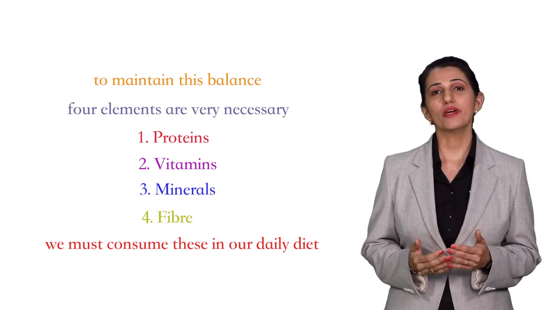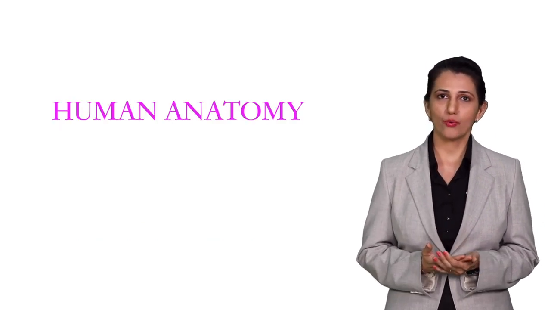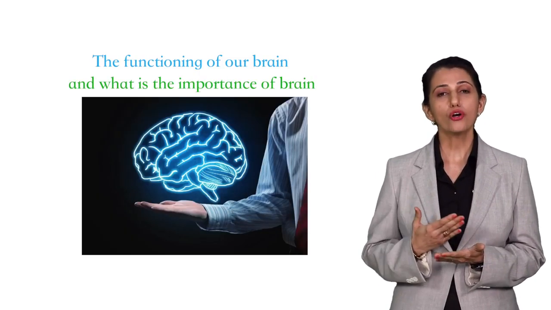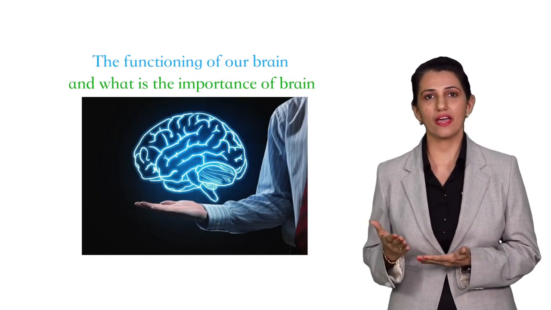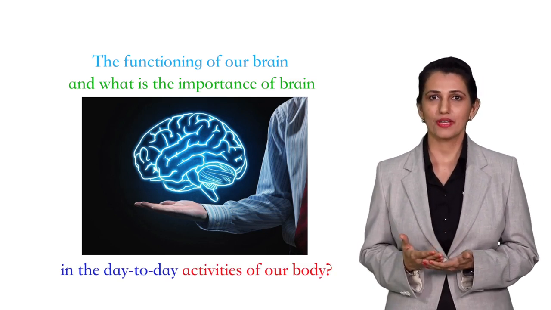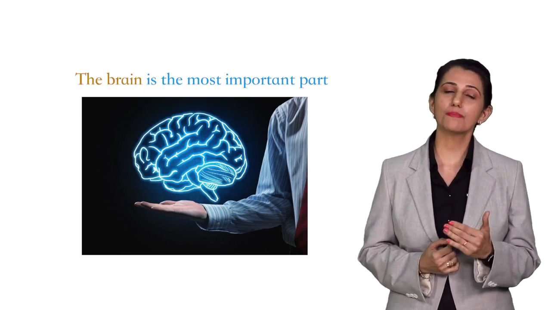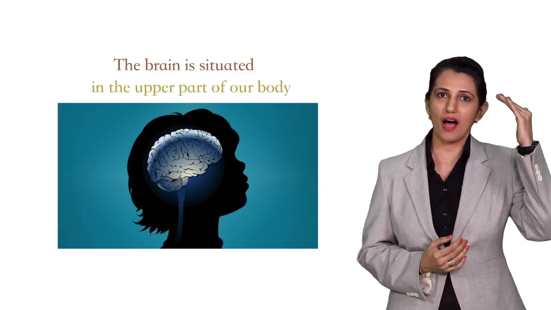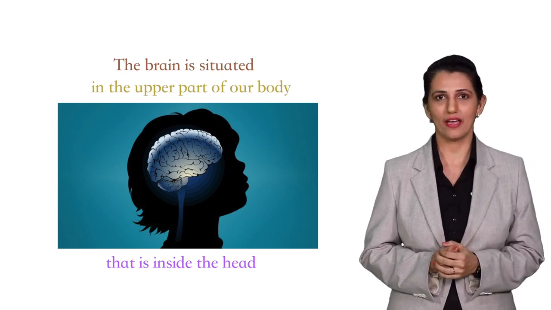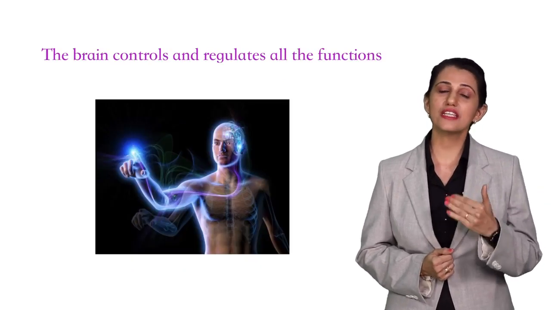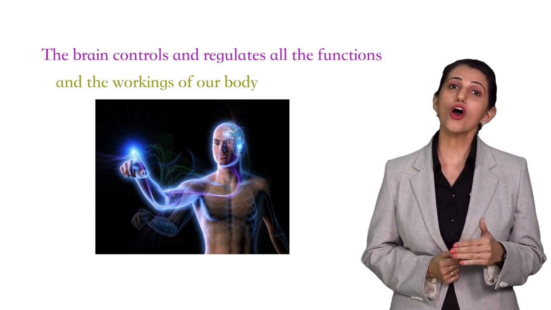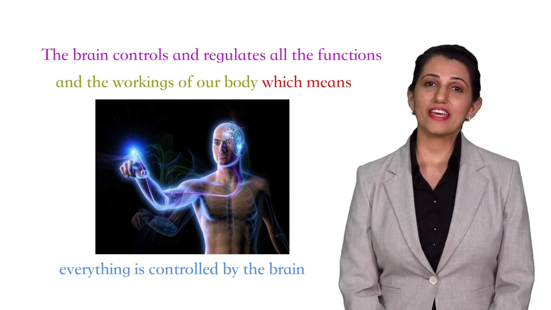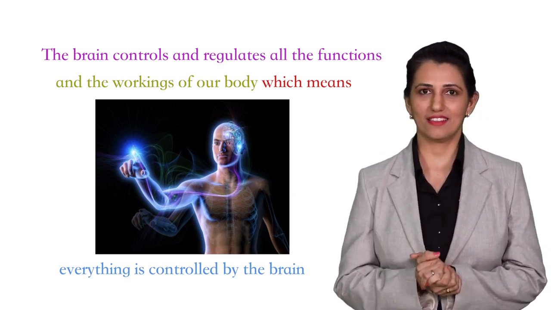Now moving forward in today's series of Human Anatomy, we will talk and learn about the functioning of our brain and what is the importance of the brain in the day-to-day activity of our body. The brain is the most important part of our body. The brain is situated in the upper part of our body, that is inside the head. The brain controls and regulates all the functions and the workings of our body, which means everything is controlled by the brain. Let us now simplify this a bit.